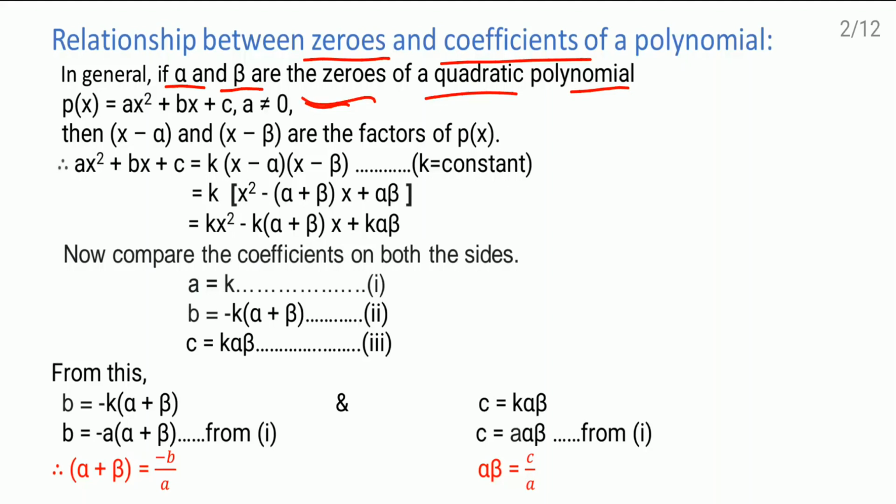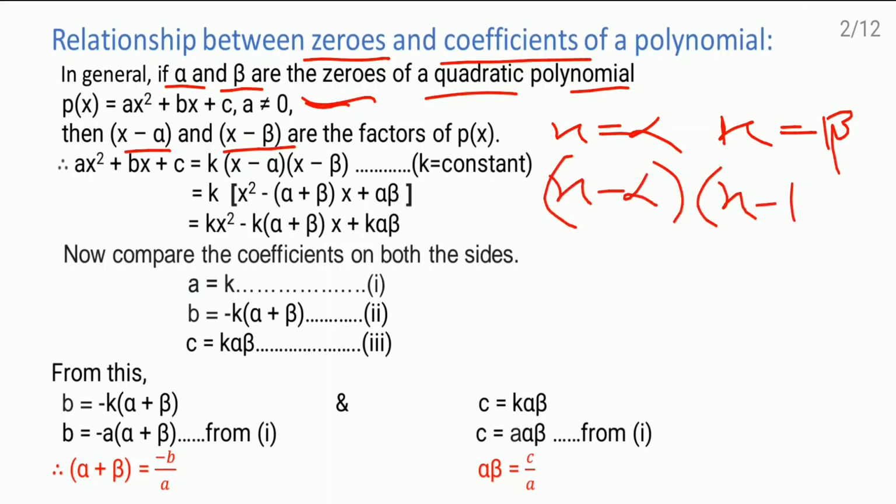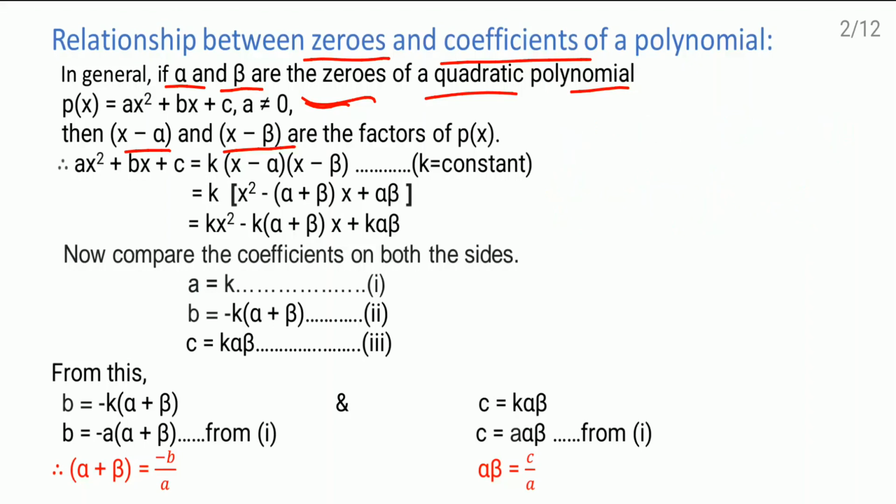Then x minus alpha and x minus beta are the factors of p of x. See here, already they are saying alpha and beta are the zeros. It means that x is equal to alpha and x is equal to beta. These are the zeros. It means x minus alpha is one factor and x minus beta is the other factor. Correct?